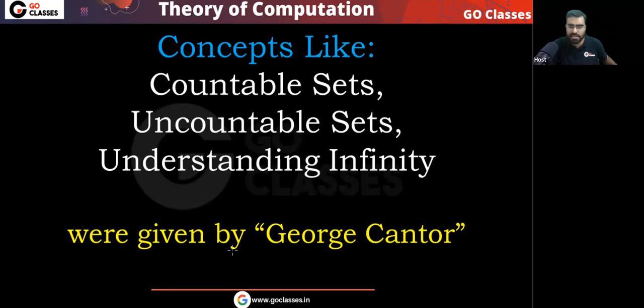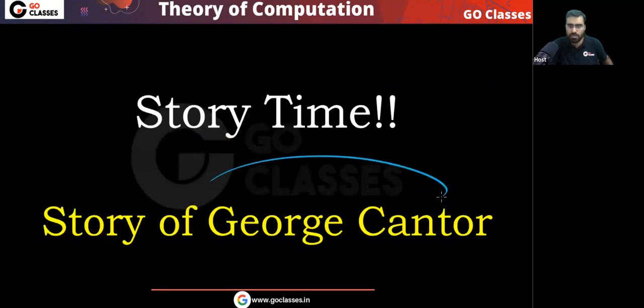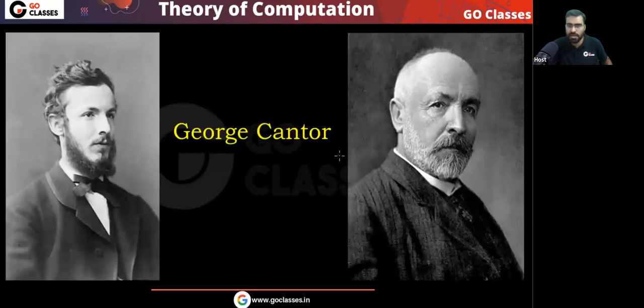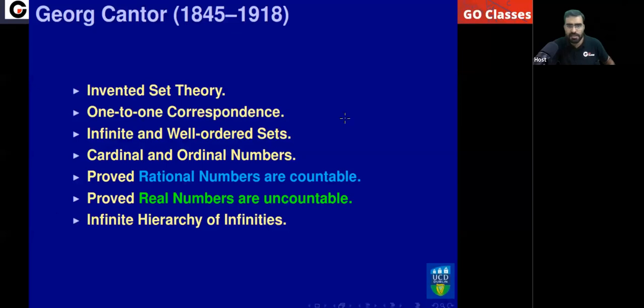So let's get to know about this Georg Cantor. He has a very interesting story, I can say. So, the story of Georg Cantor. He was a great mathematician. Okay, so this is Georg Cantor. You can see this is from the 1870s and this is from 1910. Now let me tell you what he did. He invented set theory. The set theory that we study, right? Yes or no? He invented set theory.